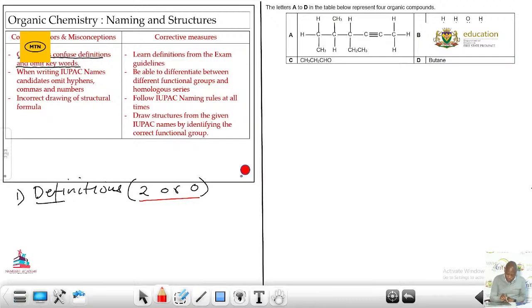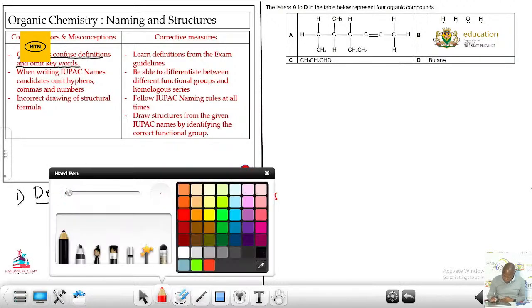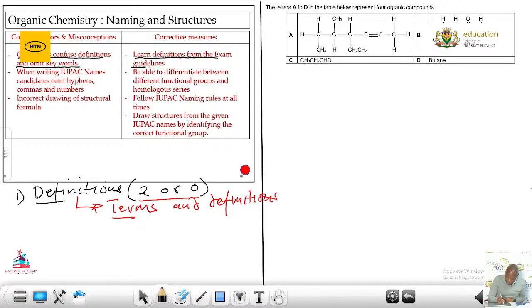So it is key critical to say, let's now use our terms and definitions that were provided by the department in order for us to give our definitions. Let's not omit any keywords. Hence here, as a corrective measure, it says: kindly learn the definitions from the exam guideline, but for us, we also have terms and definitions. So it is very, very critical to use the terms and definitions to provide the correct definitions. Remember, definitions will always be there and will contribute a huge chunk of the marks. So it is important that we provide the correct definitions without omitting any critical keywords.